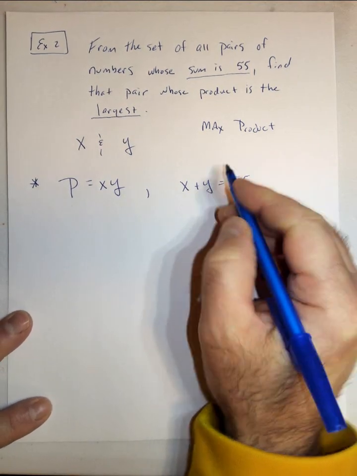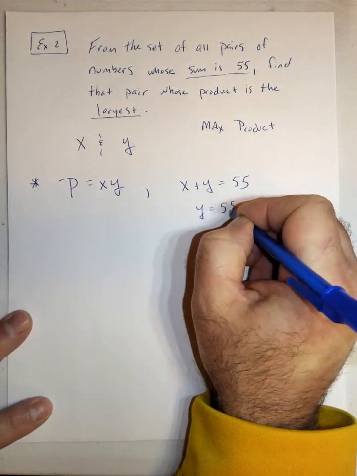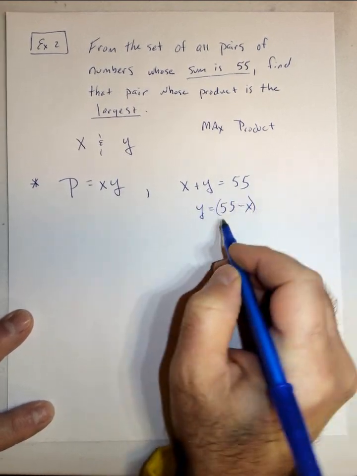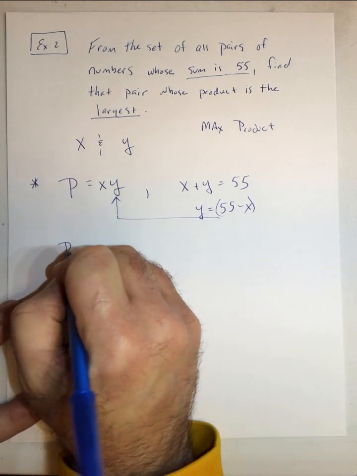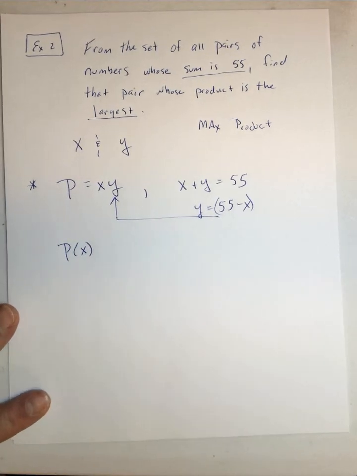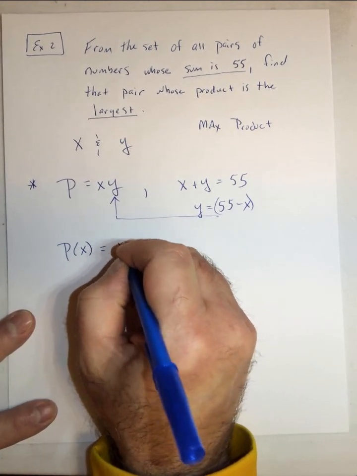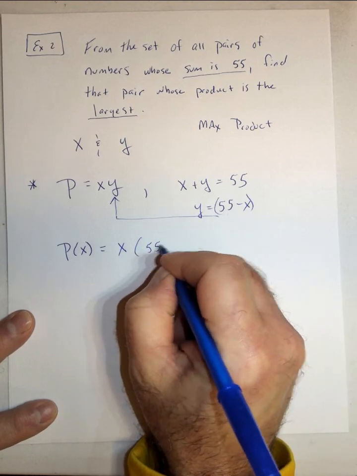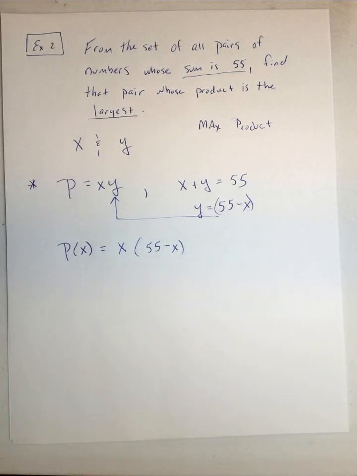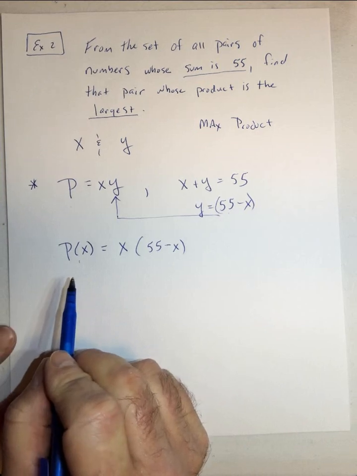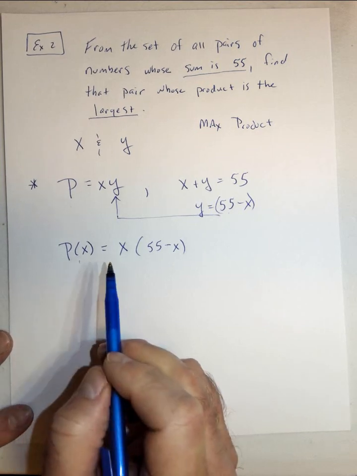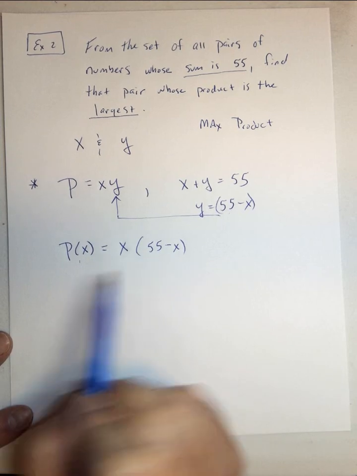So I'm going to go ahead and solve for y in terms of x, and then I'm going to take this and replace the y in the product equation with what it is equal to. So now what we have is a function, or the product as a function of x. So it's x times y, which is 55 minus x. Now, at this point, again, we're looking for the maximum value of this function. So that means derivative, and that means set it equal to 0. So the idea here is we need to find the derivative of p.